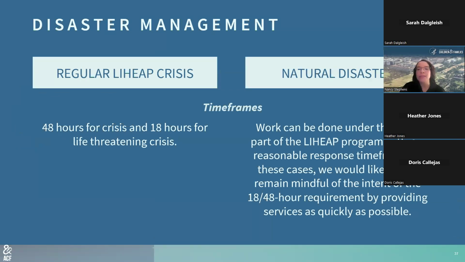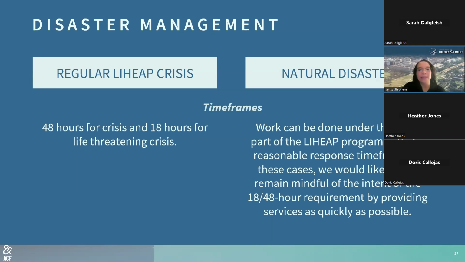I want to point out one important difference related to the timeframes for responding to regular LIHEAP crisis versus natural disasters. As you know, during a crisis, LIHEAP federal regulation requires that grant recipients provide a response of 48 hours for regular crisis situations and 18 hours if there is a life-threatening crisis. Please be advised that in the case of a natural disaster, you can use your crisis funds, and because a natural disaster is involved, you can respond within a reasonable time frame. That means you may utilize more time to respond than the regular 18 or 48 hours because of delays associated with the natural disaster that has occurred.